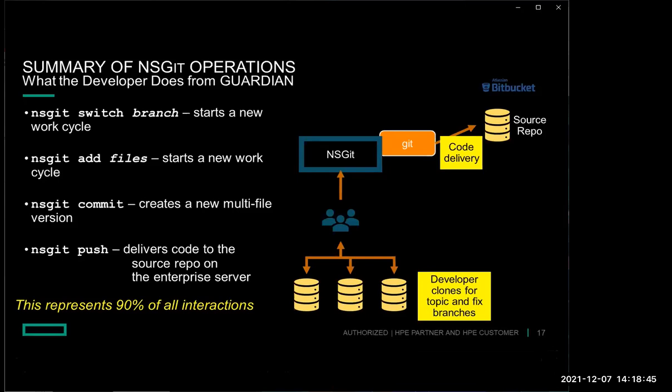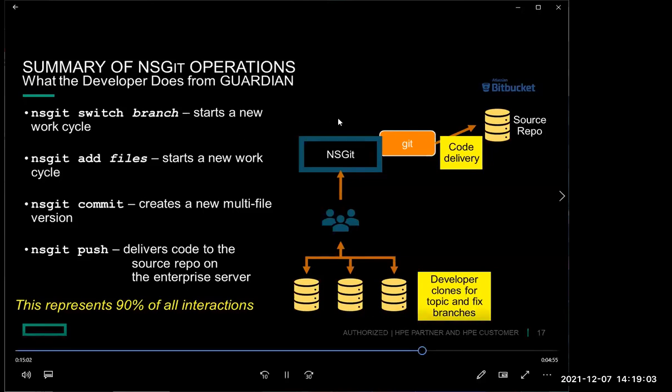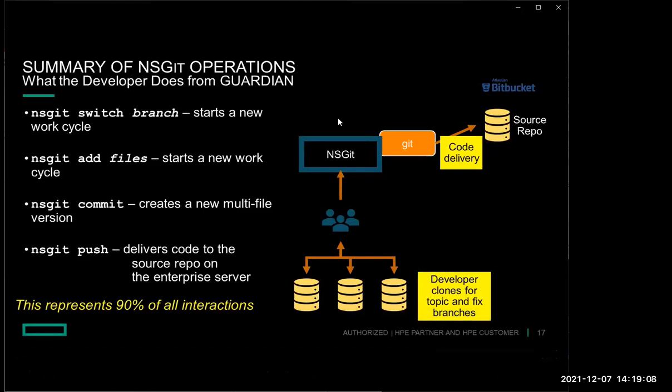The add files command is really used to stage the files. So it's like pre-production. It's kind of pre-delivery. And you can think of the add command as a pre-delivery operation. The typical way of using it is just to say, add everything. Add everything that changed. So NSGit figures out what are the files that changed that the developer had been working on and stages those. The files that have not changed, they don't get touched because they're not modified.